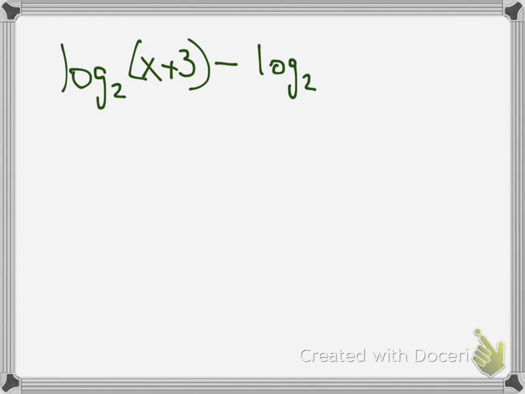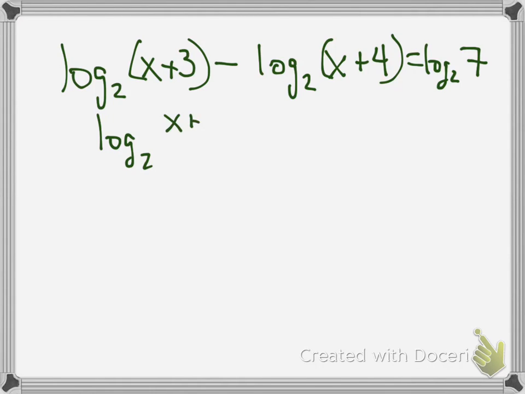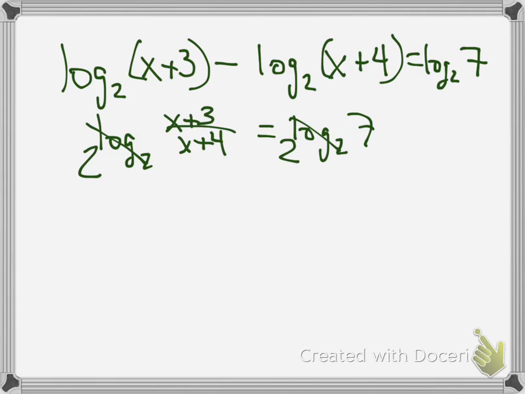Next problem. Okay, again, same idea. I need to get the logs together. Using property 2, I can change that minus to division, and go from there. Now that they're together, we already know that we can drop the logs because there's a rule that allows us to drop them. And that leaves me with x plus 3 over x plus 4 equal to 7.